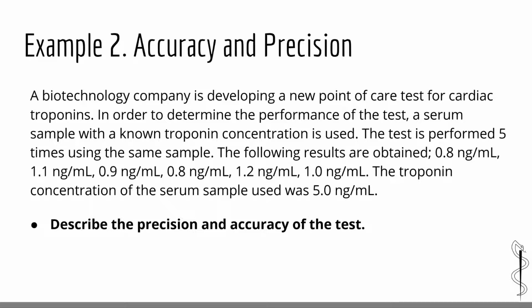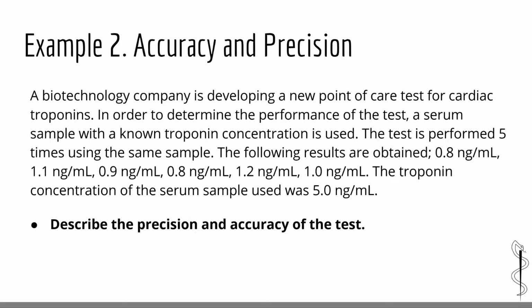Okay, let's look at another example. A biotechnology company is developing a new point-of-care test for cardiac troponins. In order to determine the performance of the test, a serum sample with a known troponin concentration is used. The test is performed 5 times using the same sample. The following results are obtained: 0.8, 1.1, 0.9, 0.8, 1.2, and 1.0. The troponin concentration of the serum sample was 5.0.